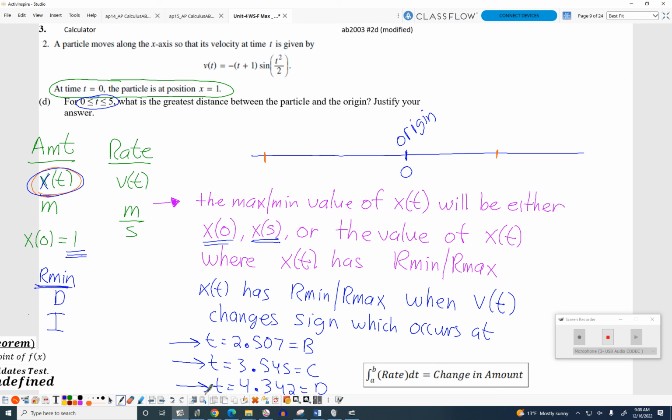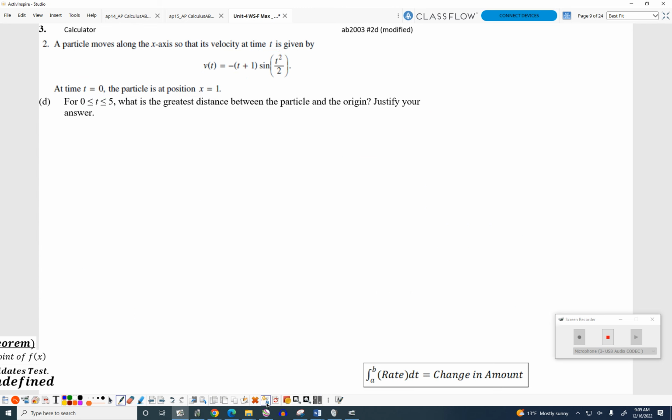So I look at my chart here. I'm looking to find positions. I have all there is to know about velocity because I have the formula for velocity. So I know I'm going from rate column back over here to amount column. So I'm going to use the fundamental theorem. So we start doing it. Haley will help me here. Clear that off. So we already know that x of 0 is 1. We can just write that down.